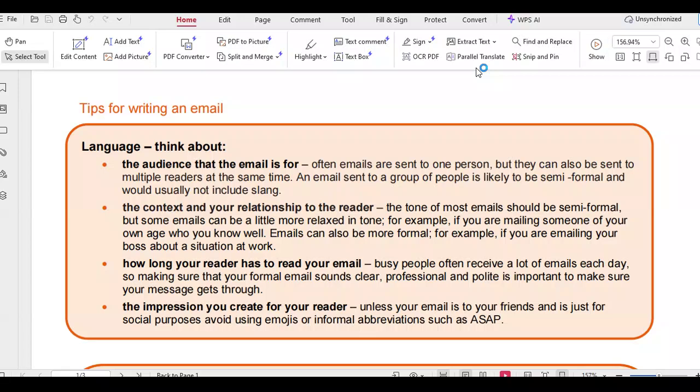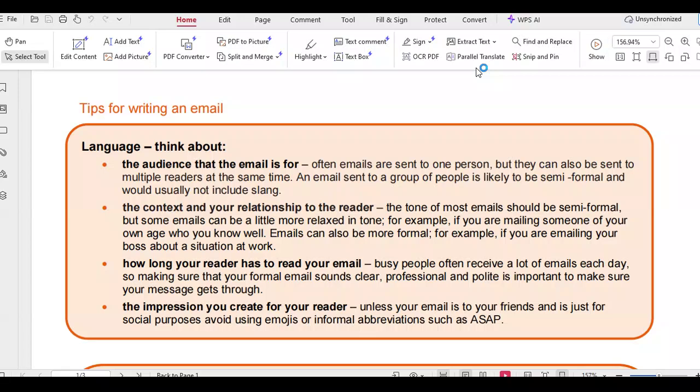For example, if you are writing an email to your friend, you can say, hey Ali, I just wanted to ask if you can help me with this assignment. And if you're writing a formal email to your teacher, you can tailor your sentence accordingly. For example, respected ma'am, I would like to ask for your guidance regarding this assignment. So the tone of your email changes depending on your relationship with the reader.